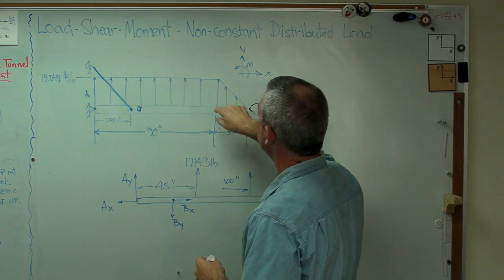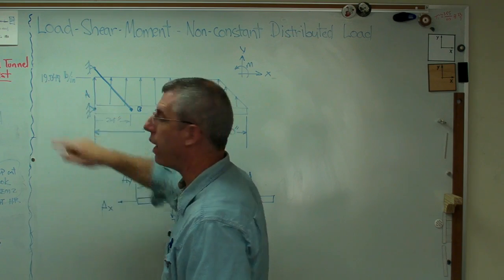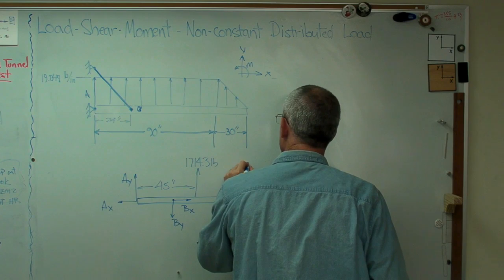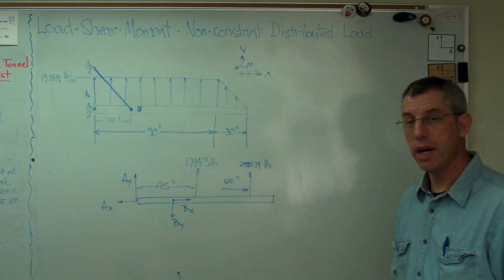Well, base is 30 inches and the height is 19.048 pounds per inch. So the units work out. This will be pounds. And this works out to be 285.71 pounds. Okay. Now I have everything I need to know.